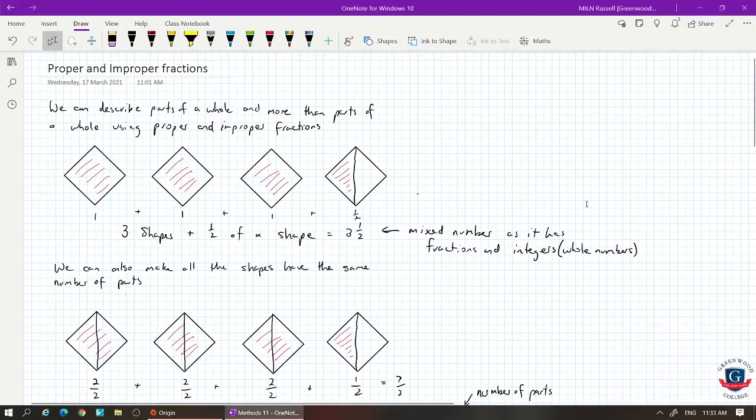So here we're going to compare wholes and fractions and see if we can use them interchangeably. And the way we do that is with things called proper and improper fractions. Sometimes they're called common fractions. And it's most easily shown by looking at some shapes.